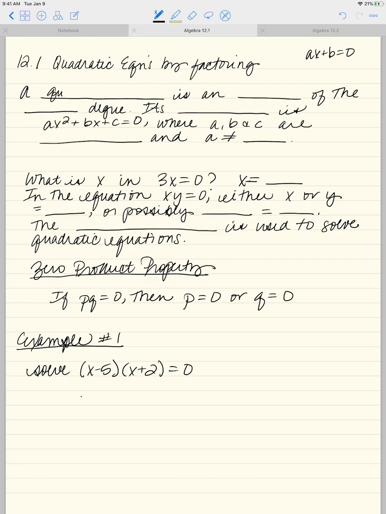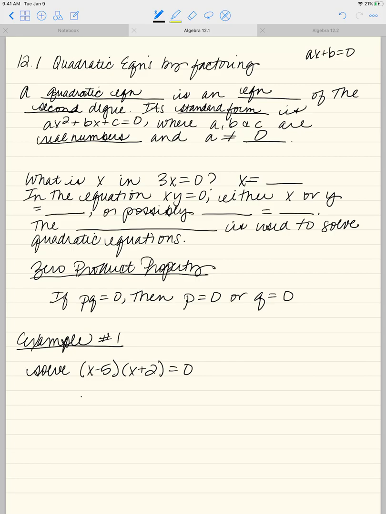So a quadratic equation, and I'm just going to abbreviate that. A quadratic equation is an equation of the second degree. Its standard form, we always like to learn our standard form. So its standard form is ax squared plus bx plus c is equal to 0, where a, b, and c are real numbers, and a does not equal 0, okay?